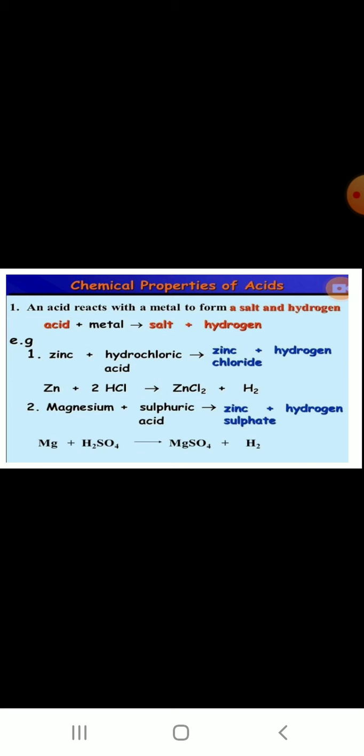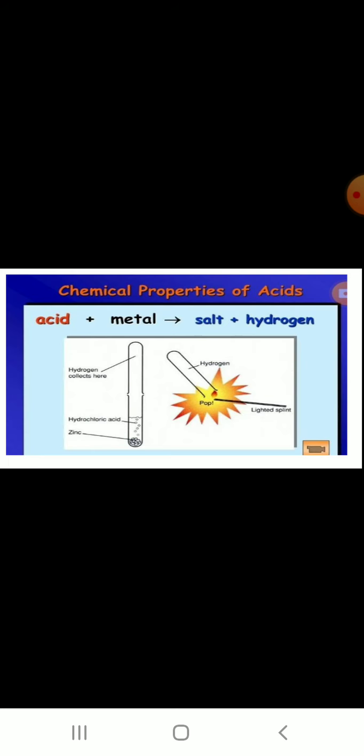In almost all reactions of metals with acid, there will be a liberation of hydrogen gas. This is the first important chemical property of acid. You can even check it in a test tube. When HCl is added to the zinc, bubbles of hydrogen gas will come. If you hold a matchstick near the mouth of the test tube, you can hear a pop sound.